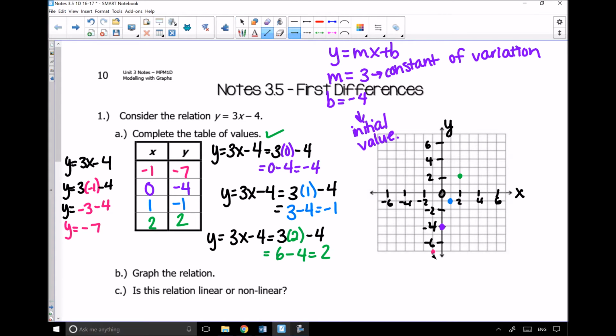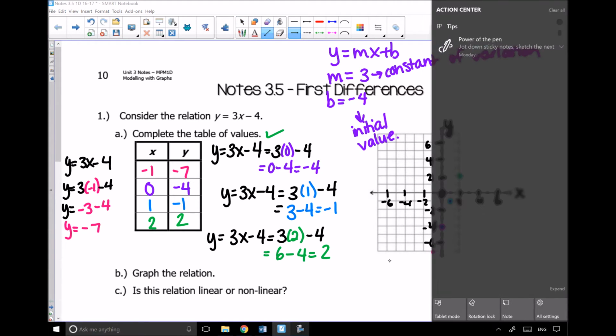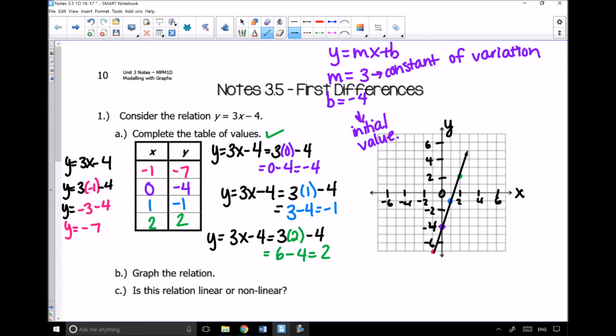So this is what my line is going to look like. I can graph it out right here. Now you need to make sure that you have arrows on both sides of your line. If you don't have arrows, then something is not correct, because it goes on forever on both sides of my line. So this is what my graph will look like for this equation right here.